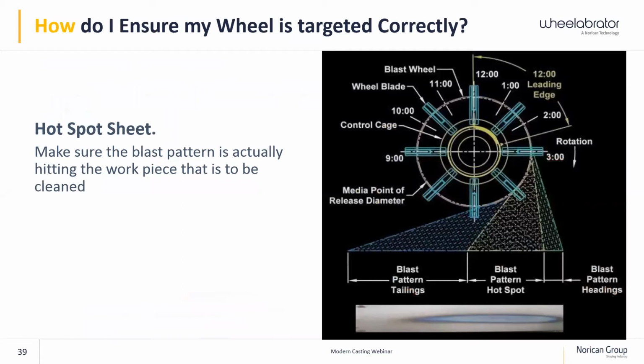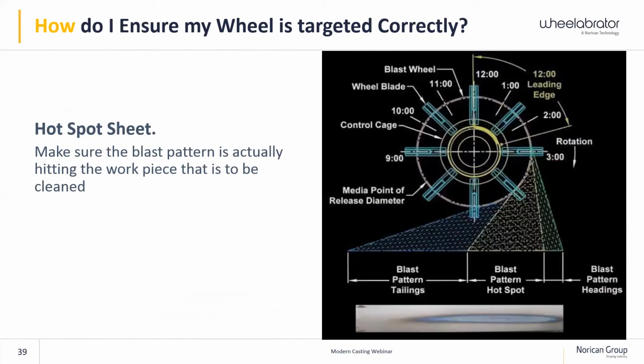Okay, so how can you be ensured that your wheel is targeted correctly? The best thing out there is to do a hotspot sheet. You get a piece of 10 gauge steel or something like that, and you put it in as a representation of where your part would ride in that machine, and you run it. Depending on your abrasive size and everything, you may want to run it for a minute, maybe 2 minutes. But as you can see pictorially, down there in the bottom right-hand side, it will actually blue the plate.